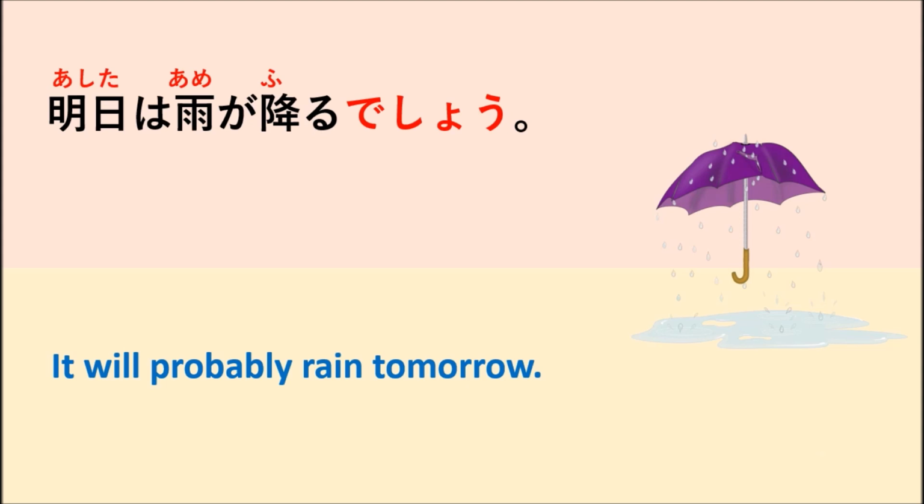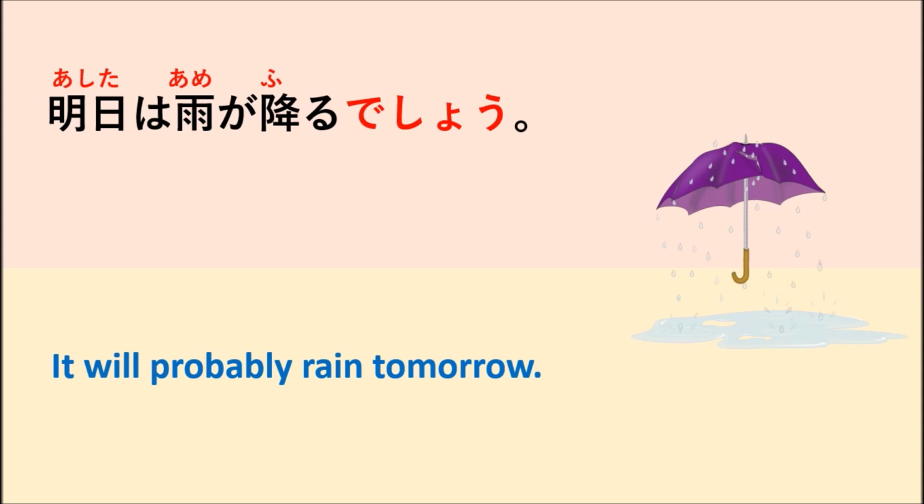So the situation that will happen tomorrow, you are not sure. It's a situation that uncertainly will happen tomorrow. Maybe it rains, maybe it's just cloudy and it doesn't rain tomorrow. To explain a situation in the future like this, you can use deshou. Deshou is used to tell the person you're talking to that it is not a certain thing that will happen.